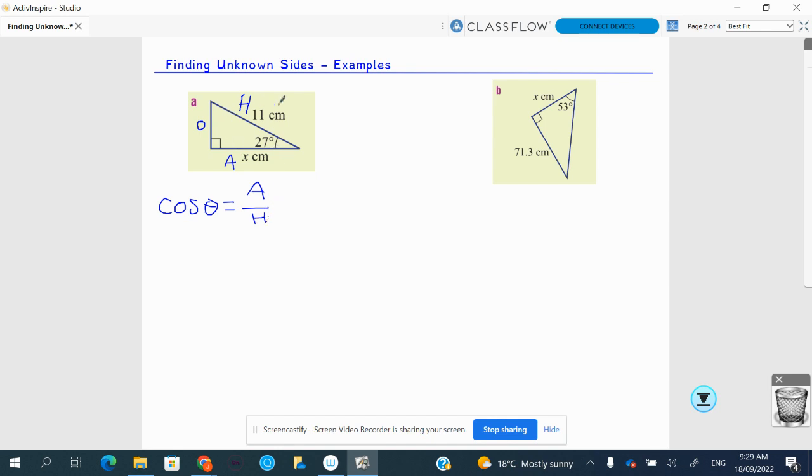Now we're going to plug in the values that we have been given. Cos of 27 equals x over 11. Now, rearranging this formula to find x, we've got x equals 11 times cos of 27. You can type this into your calculator and you will get 9.8 centimeters. So this is our value for x.